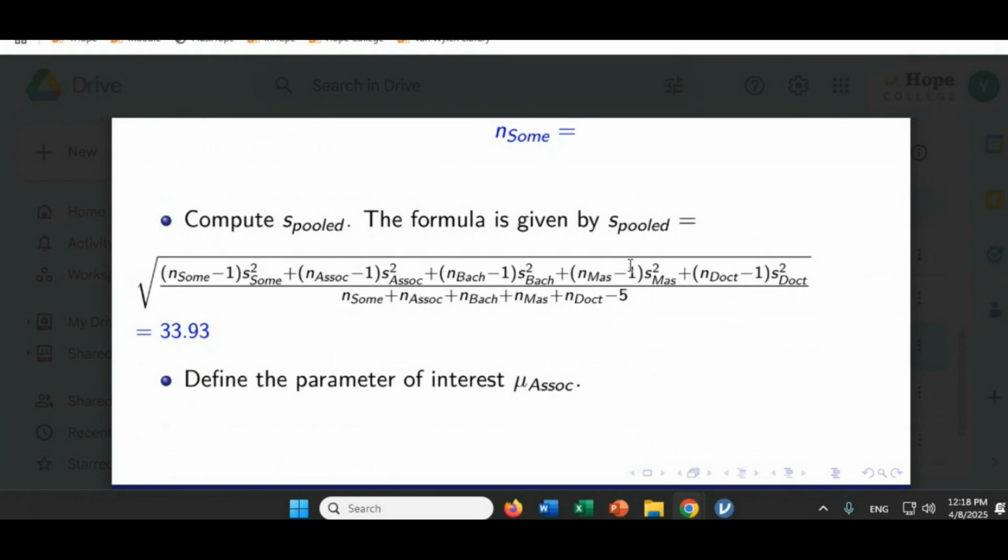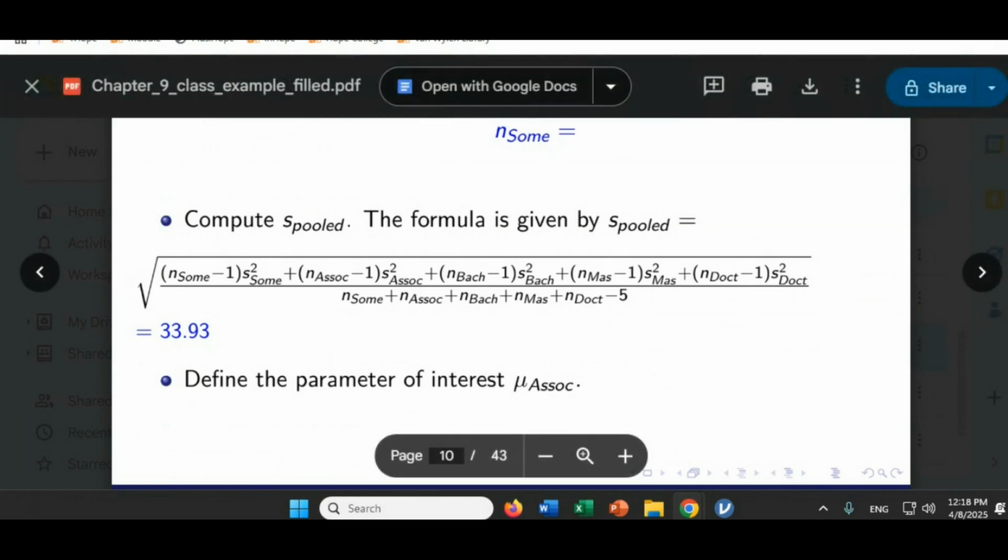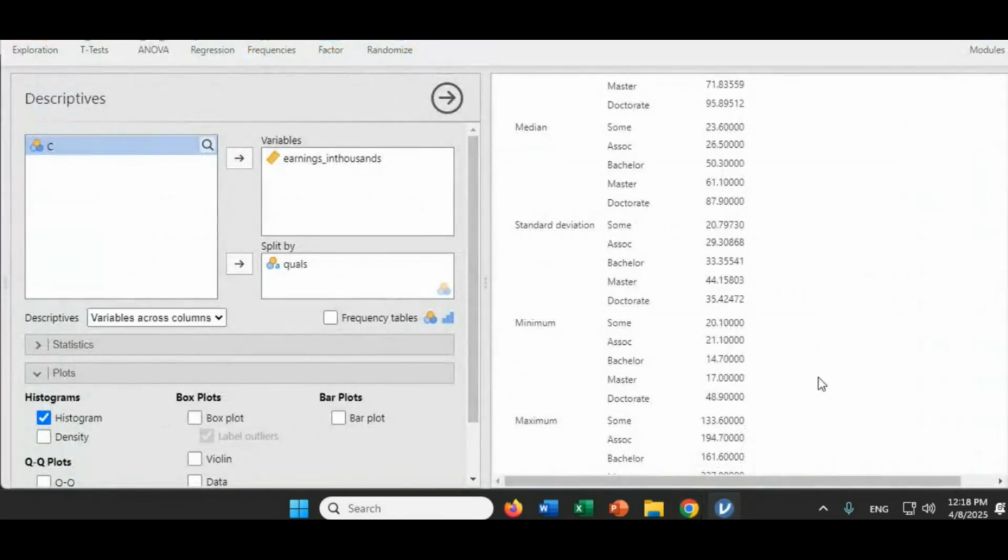Now that there are 5 values of S, that same rule applies. So let's go back to Jamovi and have a look. See, look at the values of S here. We have 20.7, 39.3, 33.3, 44.1, 35.4. Do you see that? So the smallest value of S here turns out to be 20.79. The largest value of S turns out to be 44.15.